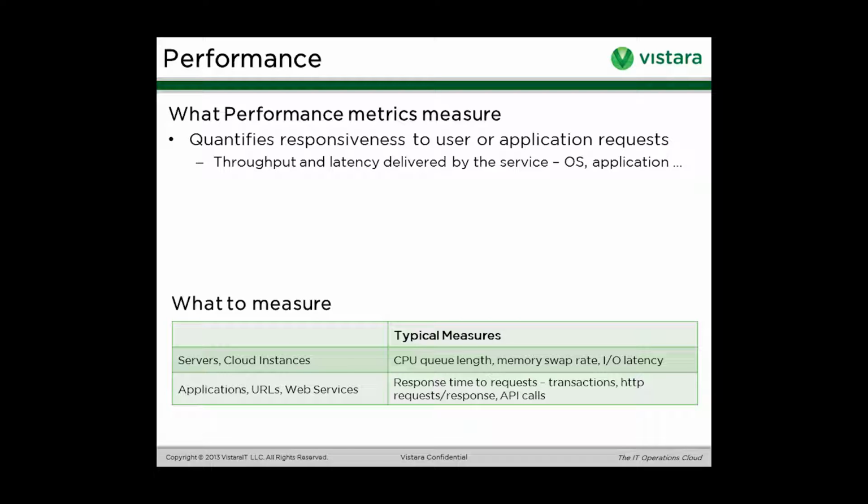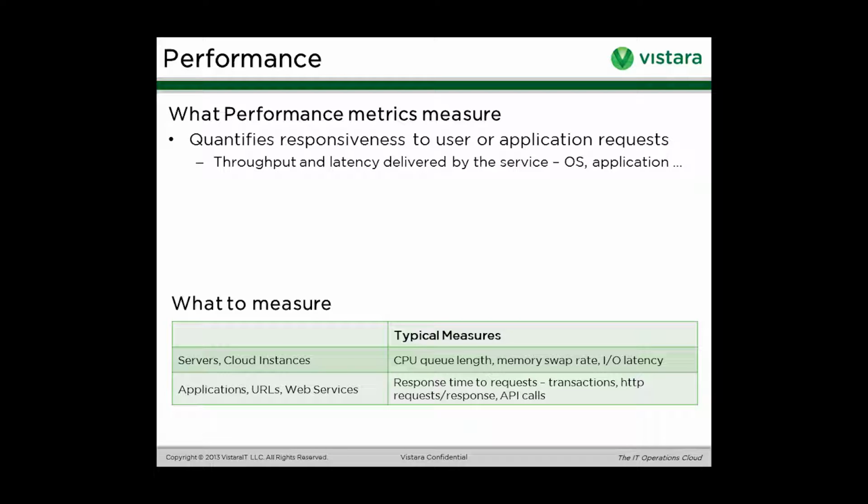So performance captures two things. It captures what we call throughput, which is how many requests can you service at one time? Can I process 100 SQL queries per second, for example? What is the rate at which you can service requests, and then what is the latency or the response time you get on those requests? Fundamentally, at any level, these are two attributes that performance captures.